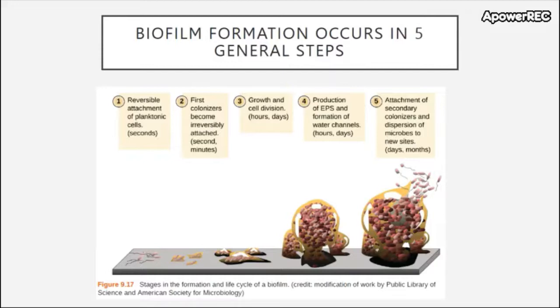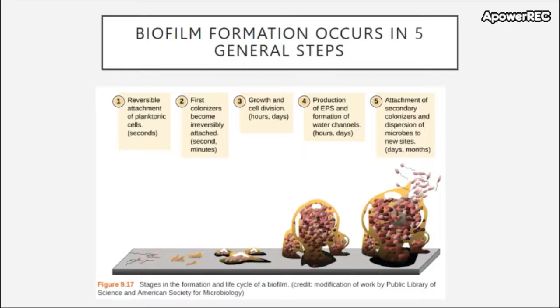Here is an image of the steps required for biofilm formation. Biofilm formation begins with the attachment of planktonic cells. Planktonic comes from the Greek word planktos, meaning drifter or wanderer. The first step is a reversible attachment of these planktonic cells, which takes just a matter of seconds. The second step is when the first colonizers become irreversibly attached, which can take seconds up to minutes.